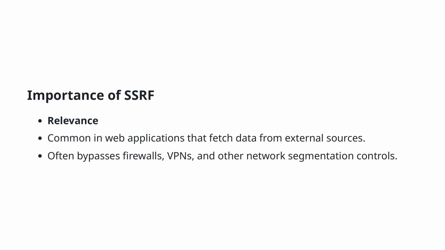One crucial aspect that makes SSRF so dangerous is its ability to bypass firewalls, VPNs, and other network segmentation controls. Because the request originates from a trusted server rather than directly from an external source, it often can sneak past these security measures without detection. Understanding the significance of SSRF is essential for recognizing the potential security risks it poses and the necessity of implementing robust defensive measures to protect your applications.